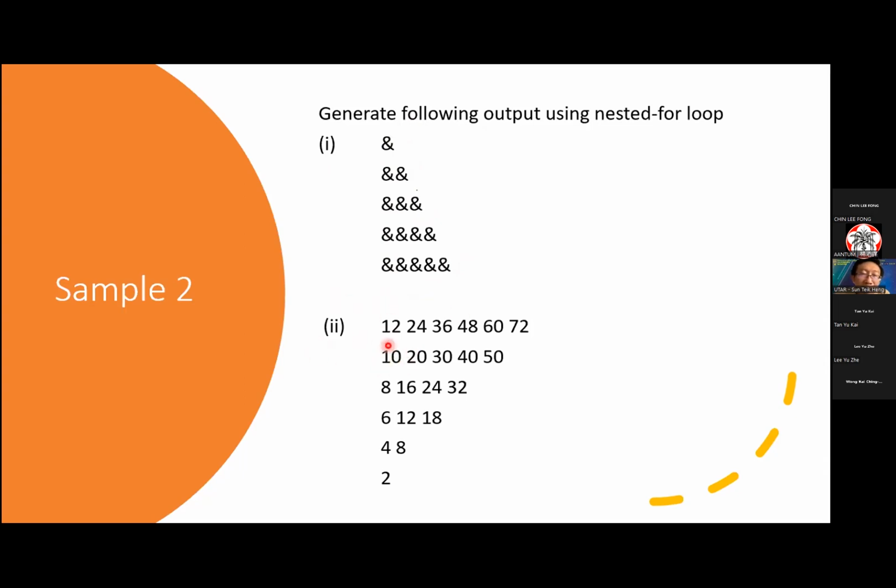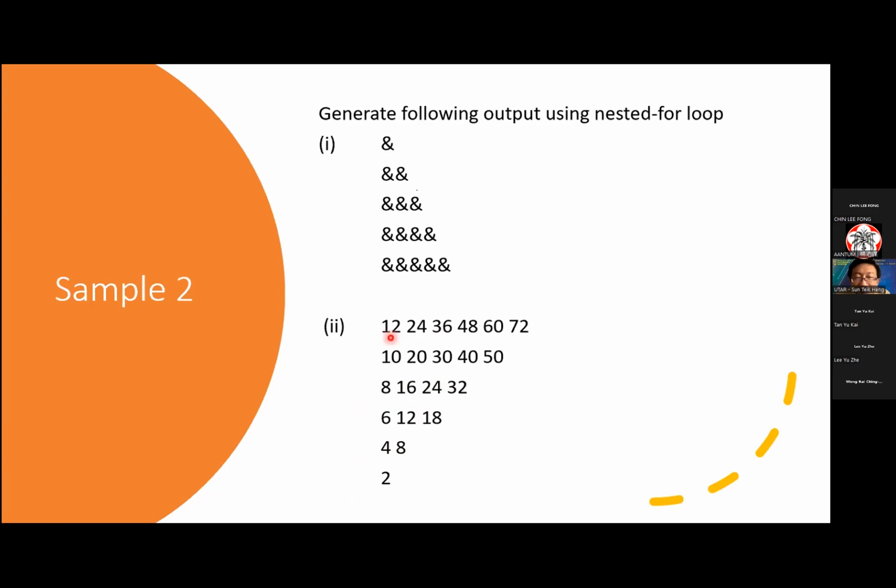The second one is the opposite, but the first line has numbers here. You can see the numbering sequence: it starts with 12, then 24, 36, 48, 60, and 72. The second line is 10, 20, 30, 40, 50. The third line is 8, 16, 24, 32. The fourth line is 6, 12, 18. The fifth line is 4, 8. The sixth line is 2.